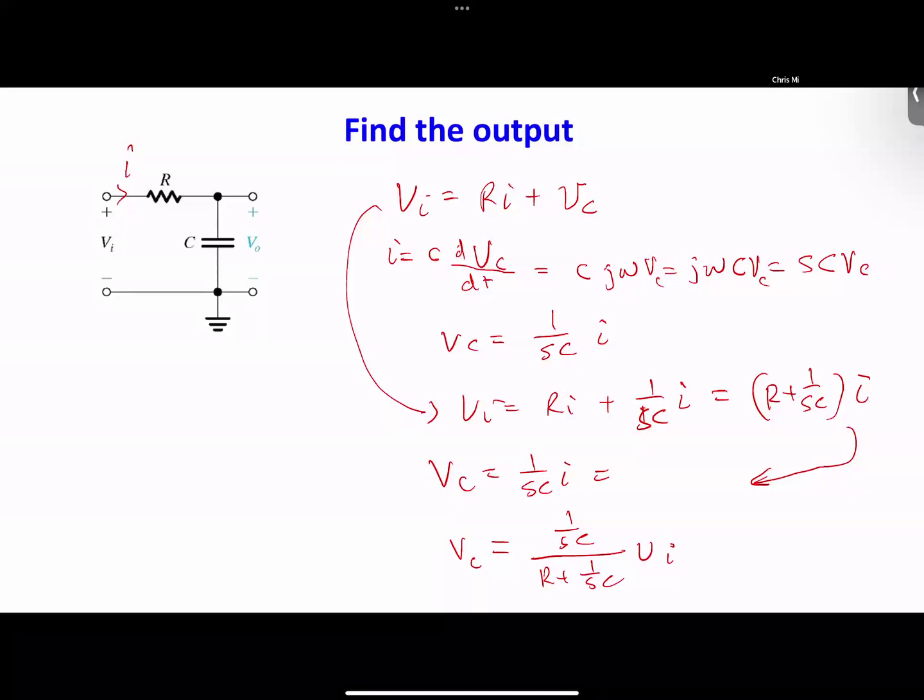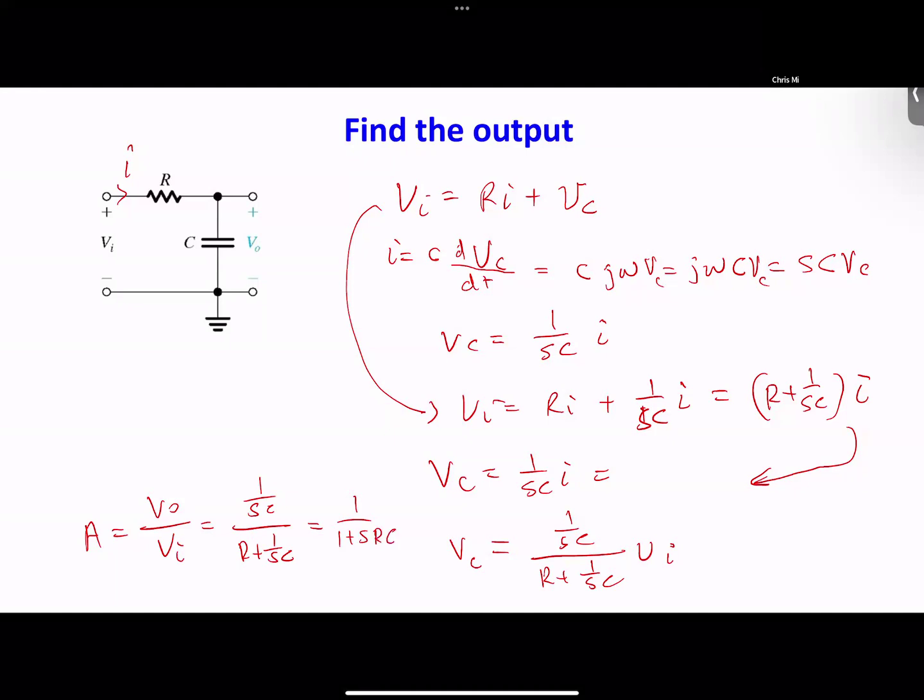So now you see this is a voltage divider. This is the voltage drop on the capacitor. This is the total impedance, this is the impedance of the capacitor, and this is your voltage across the capacitor. So the impedance of the capacitor divided by the total impedance times the input voltage gives your output voltage. If we want to get the gain, it would be VO over VI equal to 1 over sC over R plus 1 over sC, and this can also be simplified to 1 over 1 plus sRC.